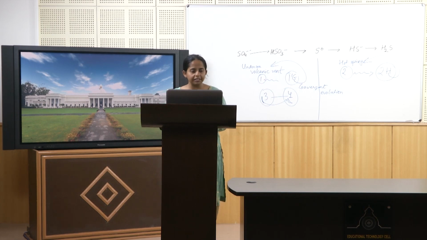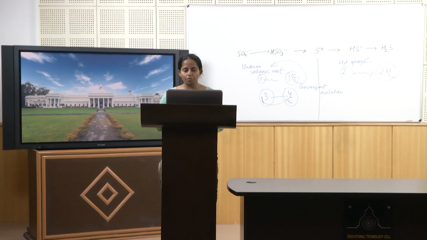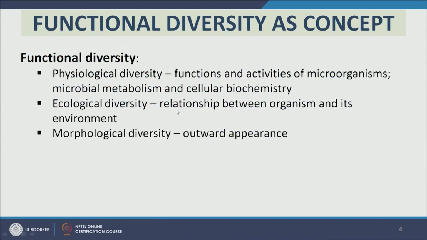So, there are 3 aspects to functional diversity apart from metabolism. One is physiological diversity, the other is ecological, and the third is morphological diversity. Physiological diversity implies the functions and activities of a microorganism, and this includes metabolism, and activities would be how it interacts with other community members, whether it enters into complicated interactions with them, which we will talk about in subsequent lectures, and metabolism and cellular biochemistry.